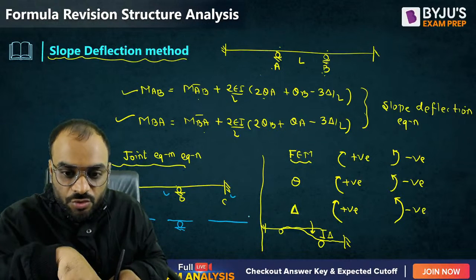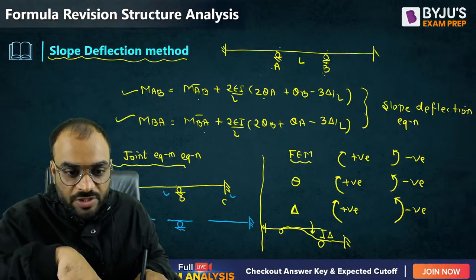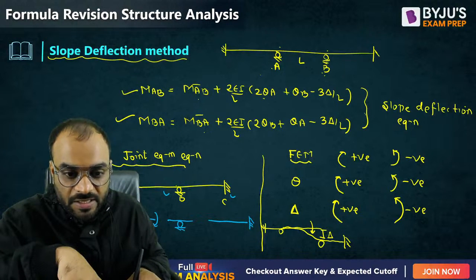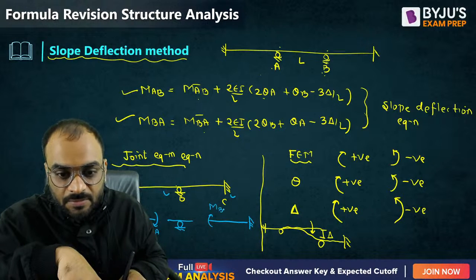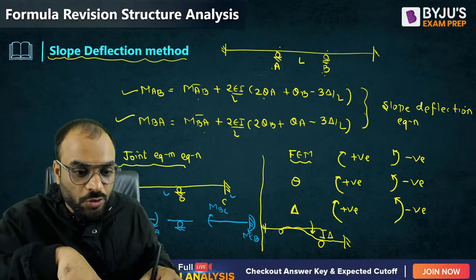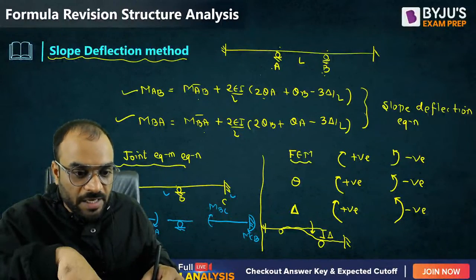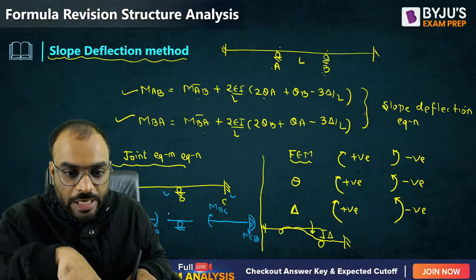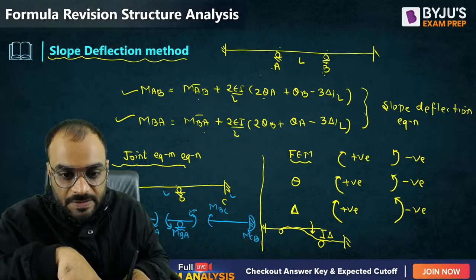So what you have to do, you have to apply the moment in a clockwise direction for the member. So this one is clockwise, which is MAB. This one is clockwise, which is MBA. This one is clockwise, which is MBC. This one is clockwise, which is MCB. Now you need to apply the moment at the joint in the anti-clockwise direction, like this. This is MBA and this is MBC.